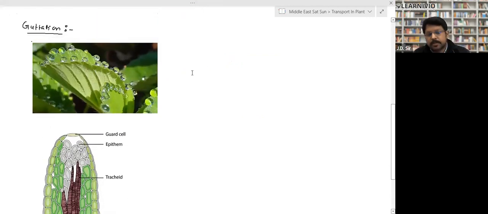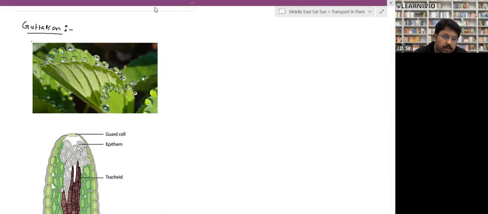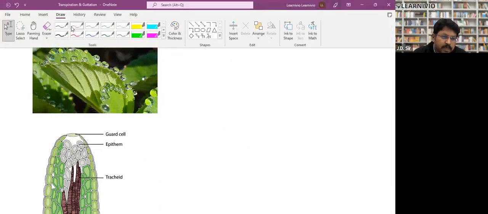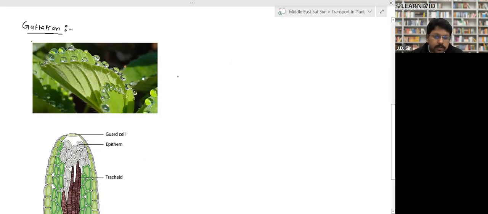Look, first let me discuss with you what is guttation. Then I'll tell you what are the hydathodes. These both are equally important. That's why I have taken both of the diagrams. Look, for the sake of example, this is a leaf. As you can see at the leaf margin, there are some water droplets, and the water starts coming out in the form of droplets. This process is called guttation.